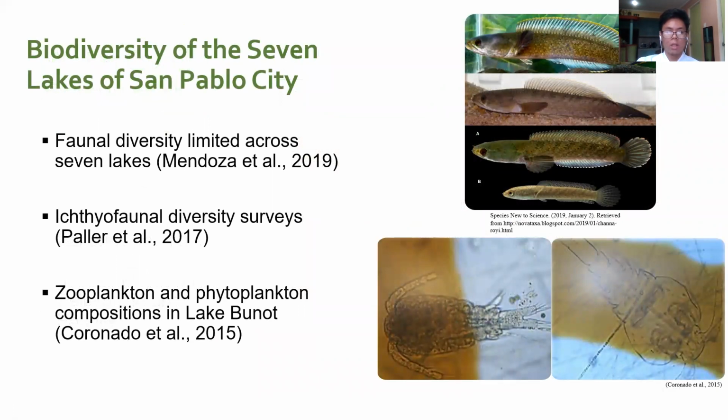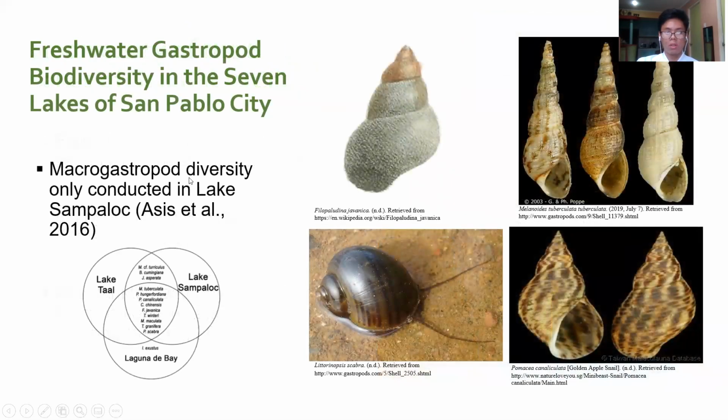Moving on, let me now discuss the biodiversity of the 7 lakes. Apparently, it is very limited since I've only found 3 studies that conducted biodiversity studies, such as ichthyofaunal diversity, or fish, zooplankton and phytoplankton compositions in Lake Bunot, and macrogastropod diversity, which is apparently only conducted in Lake Sampaloc. But surprisingly, one of the snails that they have actually sampled was Melanoides tuberculata, and this was a great indication that I should also use Melanoides tuberculata since they could also be found in Lake Sampaloc. And it is a huge proof that it could also be found in the other lakes.